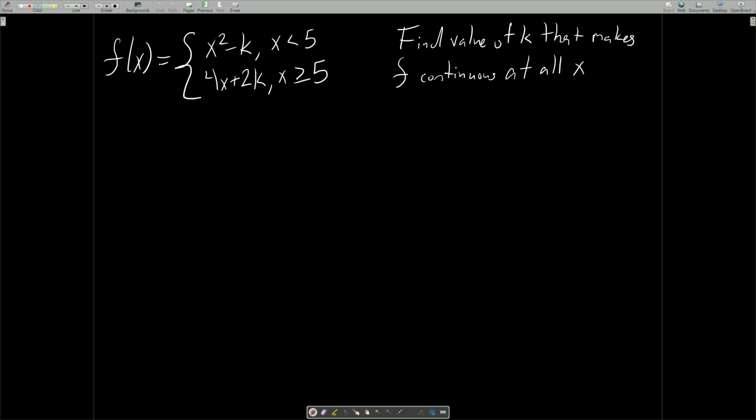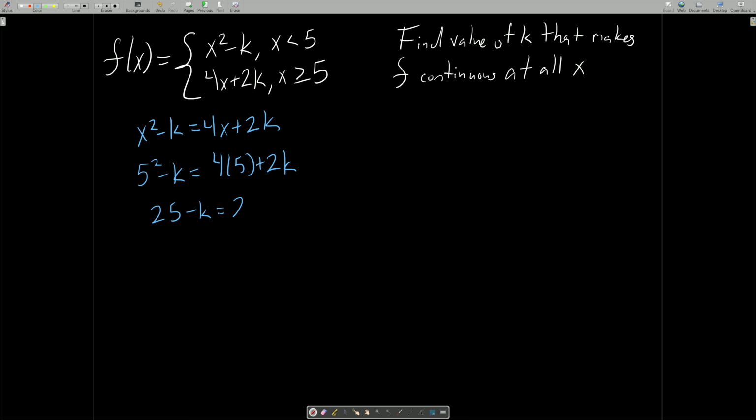You may also get a problem like this, where you have to find the value of k that makes f continuous at all x. So the same thing as the last one. I'm going to set these two expressions equal to each other. And see that the break in the piecewise function is at 5. So you plug in 5 for x. That's 25 minus k equals 20 plus 2k. Now all you have to do is solve for k.